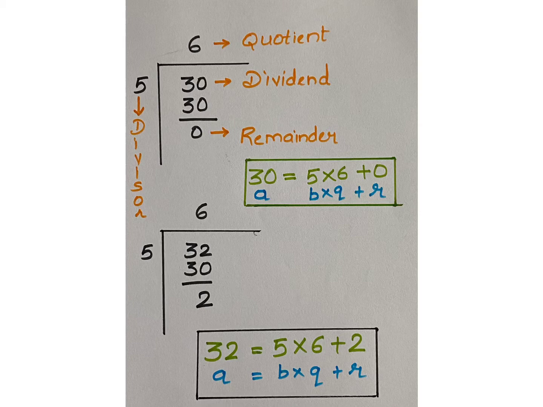So we can see that we can represent it in the form A is equal to B into Q plus R. Now if we divide 32 by 5, we get quotient 6 and remainder 2. This 32 can also be represented in the form A is equal to B into Q plus R, that is 32 is equal to 5 into 6 plus 2.